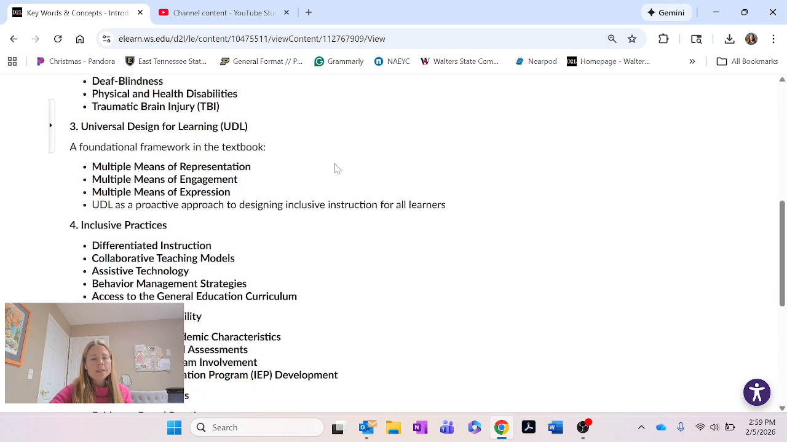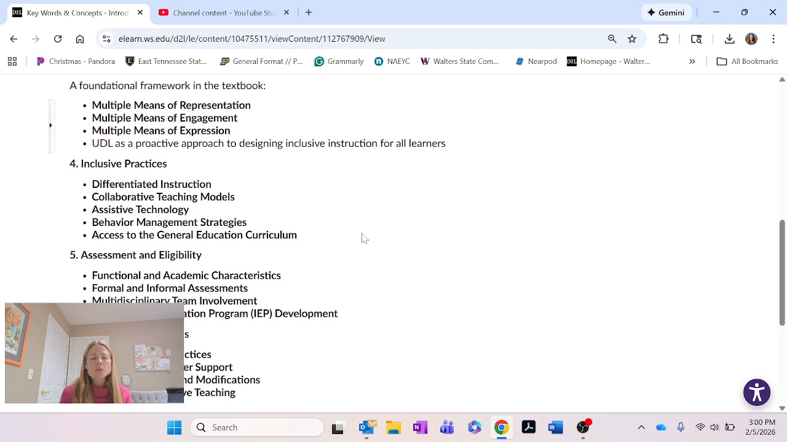Then you have universal design for learning. This is where we're going to talk about how we use UDL principles, meaning looking at the framework, right? How do we present this material in multiple ways? Think about representation. How do we offer multiple ways for students to become engaged? And then how do they express or show us what they've learned and that they've met those outcomes or goals we have in their IEPs? So really that's an interactive and proactive approach when we're talking about how we design these lessons, right? Thinking about an inclusive classroom.